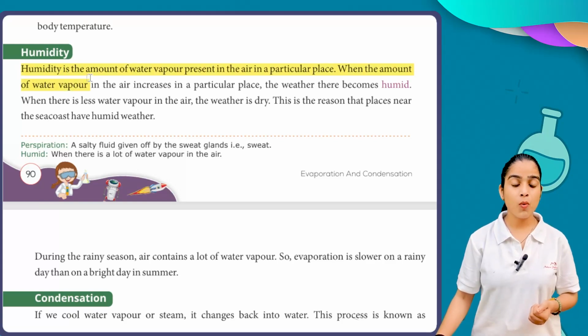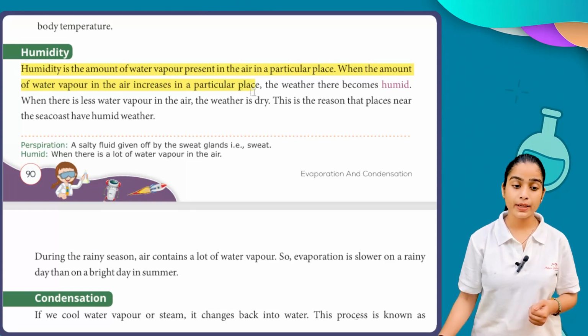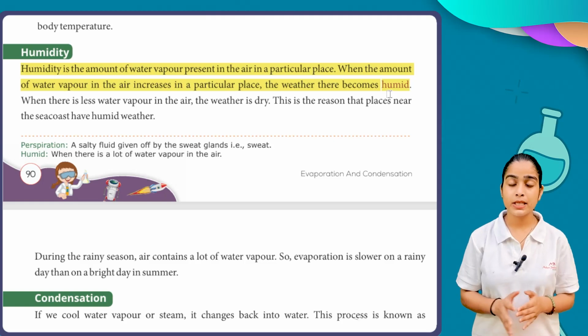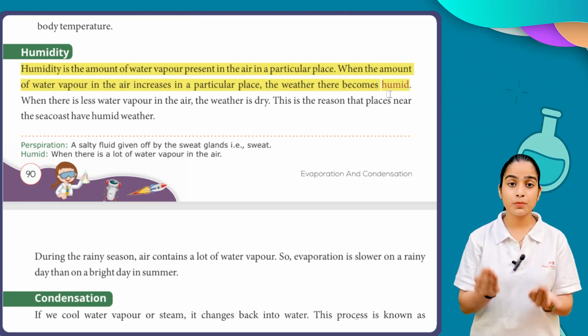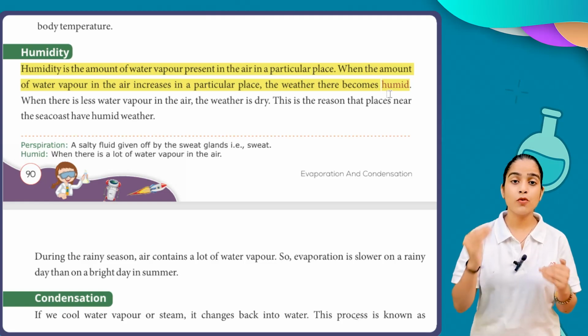Humidity is the amount of water vapor present in the air in a particular place. When the amount of water vapor in the air increases in a particular place, the weather there becomes humid. So what do we understand by humidity? Humidity basically means the water particles in a particular place. If the water particles increase in that place, you feel humidity.